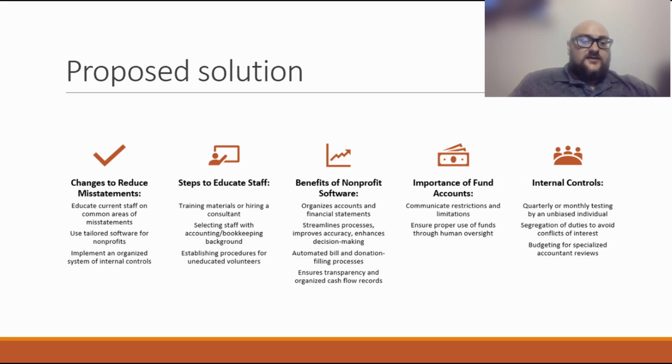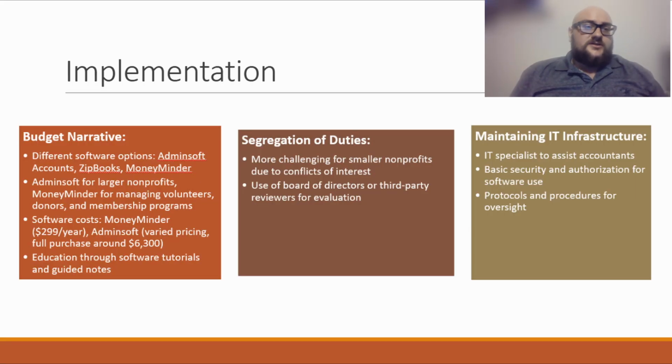Budgeting for specialized accounting reviews is also going to be necessary for setting up the infrastructure for all of these systems. When it comes to the implementation of this three-pronged attack, there are a couple key things for any organization to keep in mind when implementing any one of these three options for their organization.